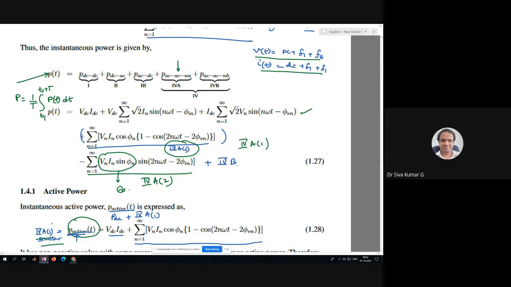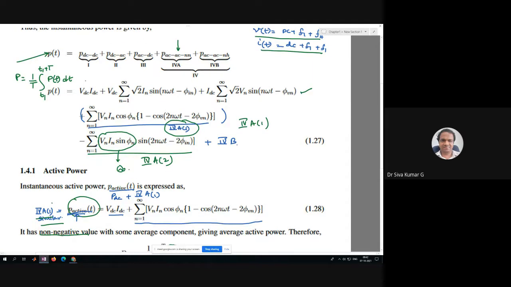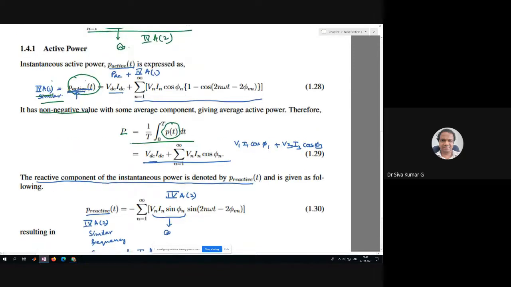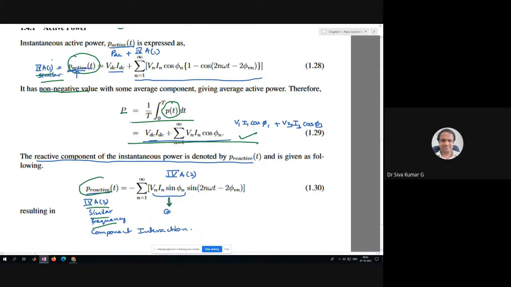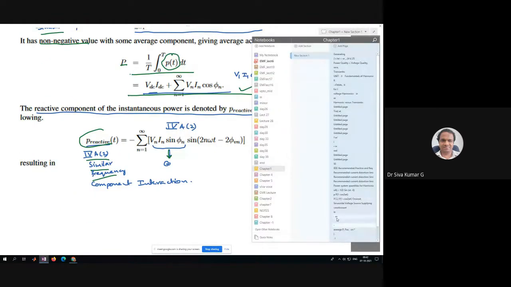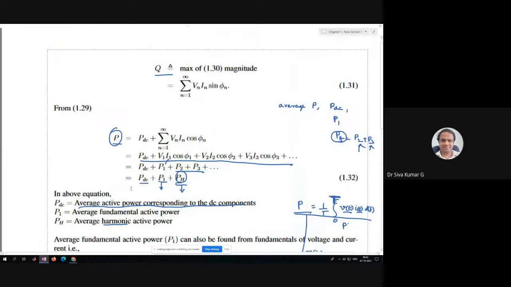Whatever may be the kind of voltages as well as the currents, we are going to get this particular equation. This is about the average power. Whereas the reactive component, which is 4A2, is of similar frequency components. The peak value of this is going to give the reactive power. That is, the maximum magnitude of the earlier equation 1.3 gives the reactive power.